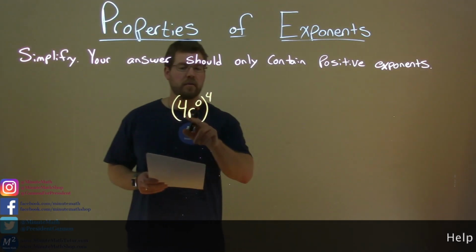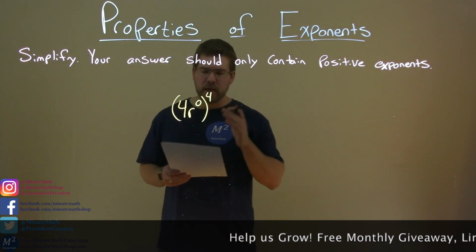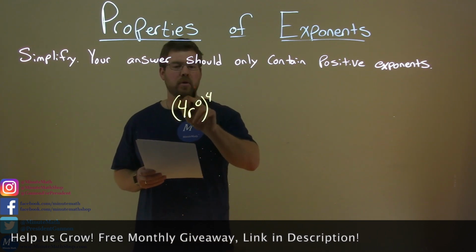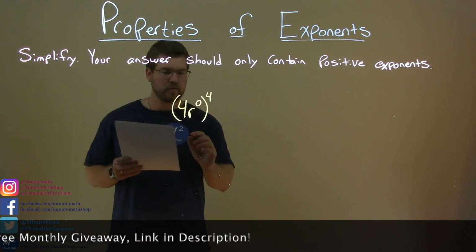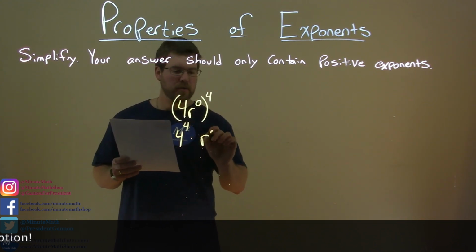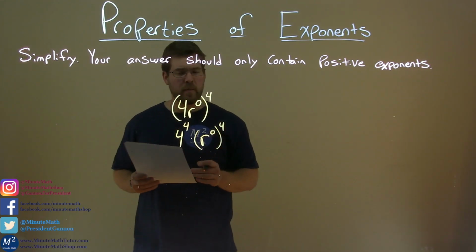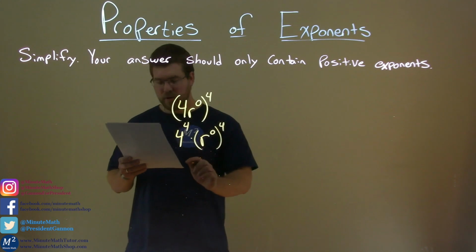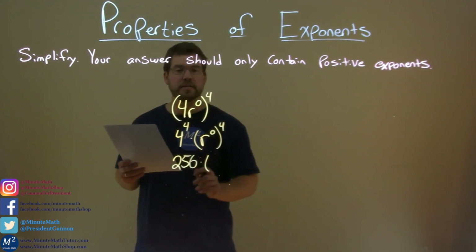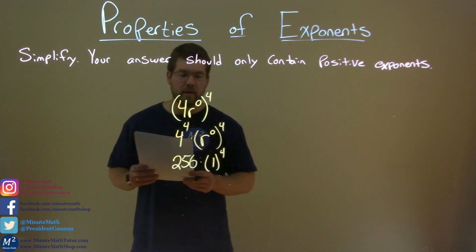We need to simplify 4r to the 0 power, all to the 4th power. Well, one thing I need to do with this 4th power exponent is apply it to both parts here. So in doing so, we have 4 to the 4th power times r to the 0 power to the 4th power. Follow our order of operations here. 4 to the 4th power is 256 times r to the 0 power is just 1. All of that to the 4th power.